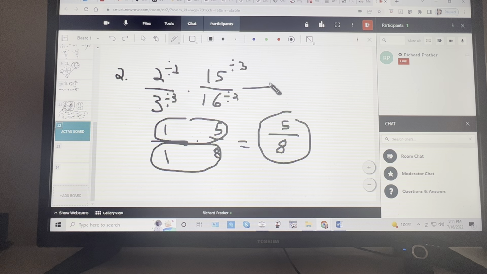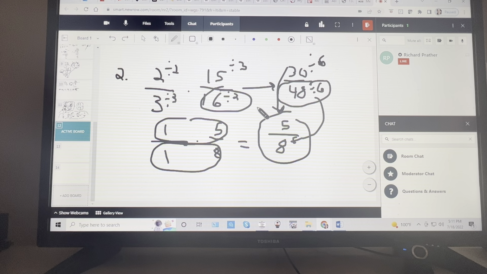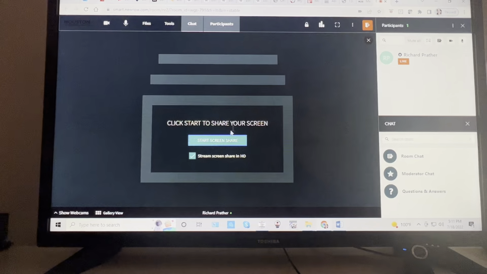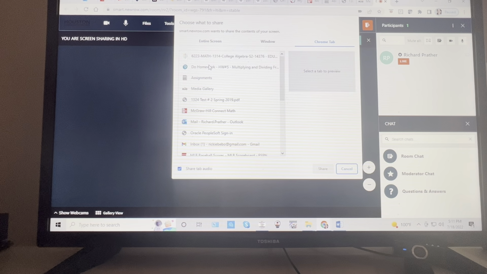You could have gone straight across right at the start and got 2 times 15 is 30, 3 times 16 turns out to be 48. But then you'd have to know both of these divide by 6, or you'd have to do it slower. You can do this if you want. 30 divided by 6 is 5. 48 divided by 6 is 8. It works. But would you rather do 48 divided by 6, or would you rather do 16 divided by 2? You get smaller numbers if you do that. But it's your choice. Either way, the answer is 5 over 8, which is already reduced.